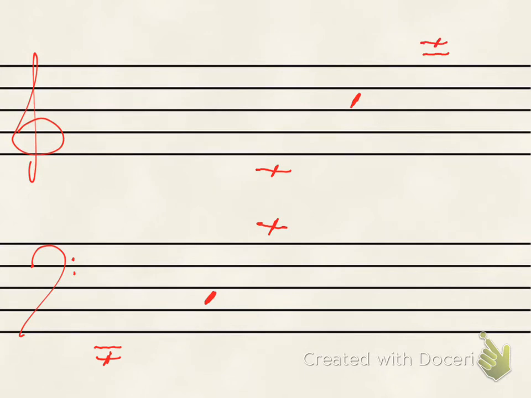So let's look at the labels for these C's. Of course, we know that one ledger line below the treble clef is C4, one ledger line above the bass clef is C4, which would make this next C on the third space on the treble clef C5, and an octave above that would be C6, okay? Going backwards, the second space on the bass clef would be C3, and then the first C that I wrote, two ledger lines below the bass clef, would be C2.